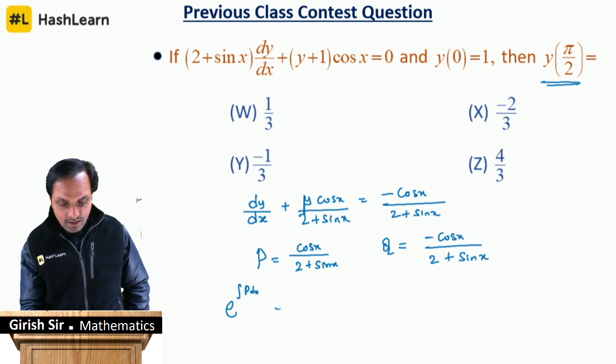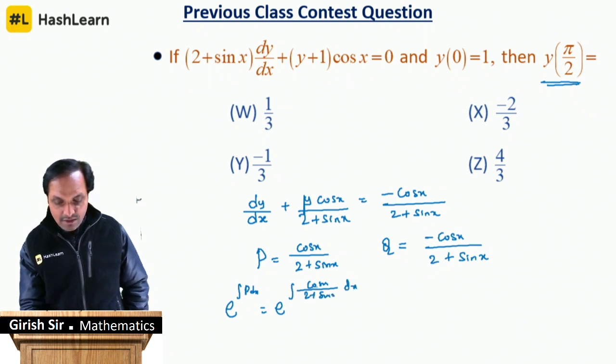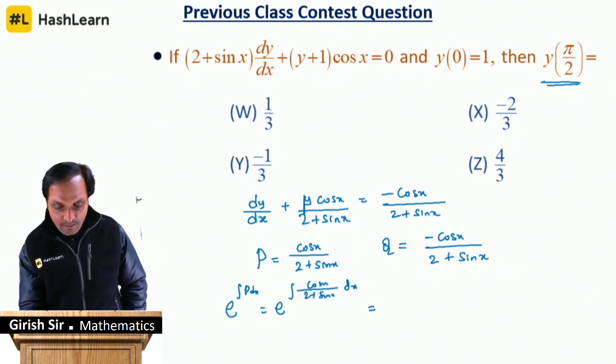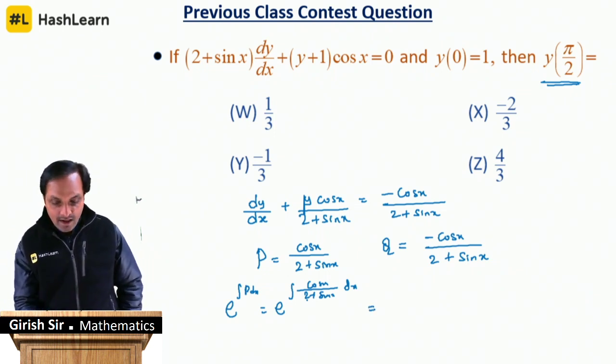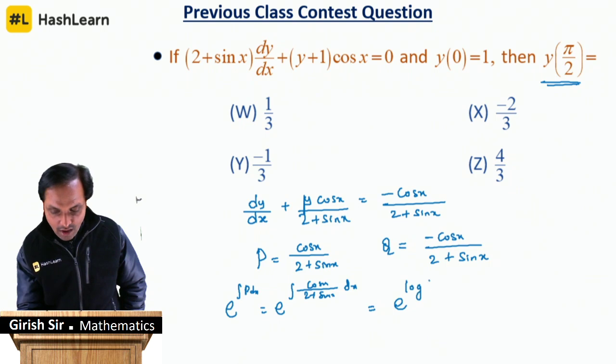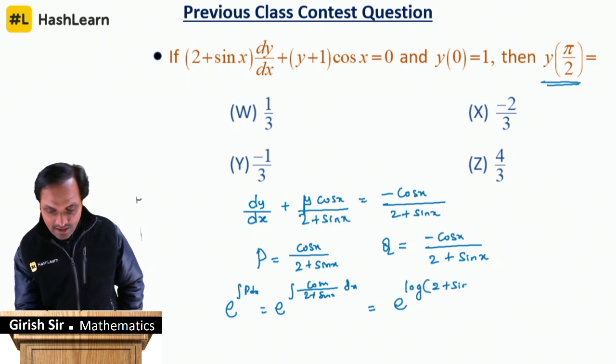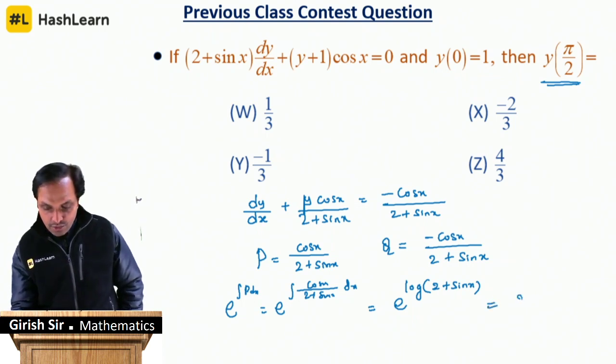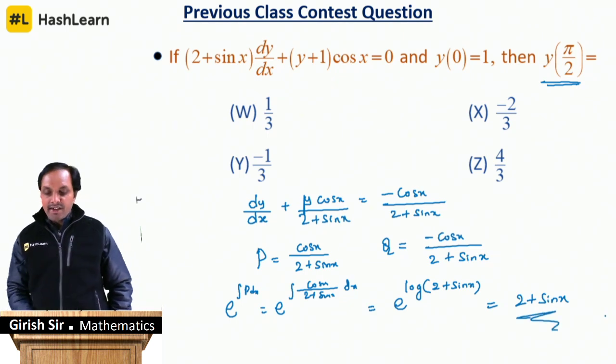Taking it up, e to the power integral cos x divided by 2 plus sin x dx. So here we take t. What is the integration of 1 by t, log t? You know that we write t, differentiation of sin x is cos x dx which will give you dt. So it becomes e to the power log of 2 plus sin x, which is nothing but 2 plus sin x. E to the power log something is the same thing, 2 plus sin x.